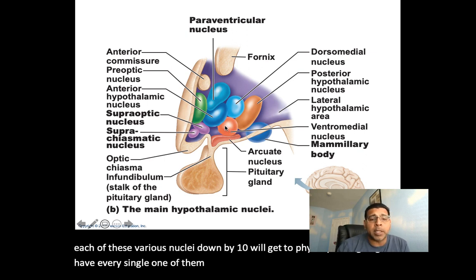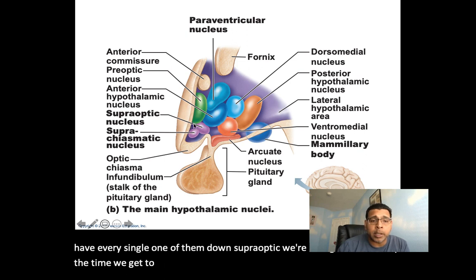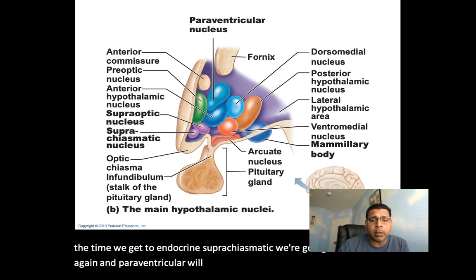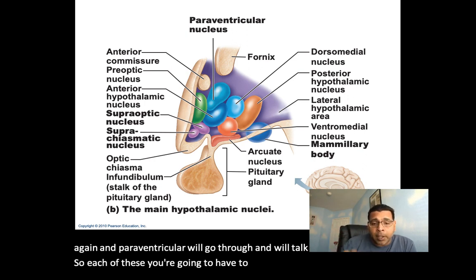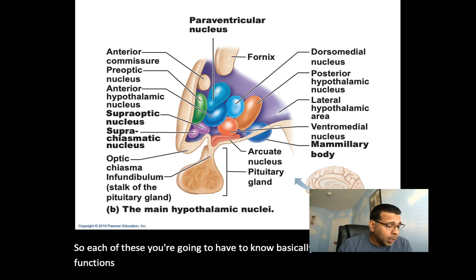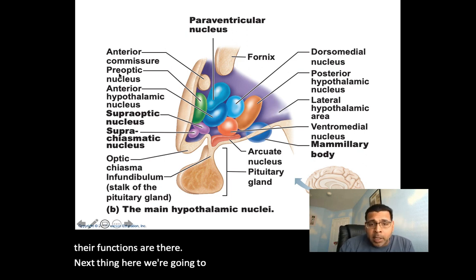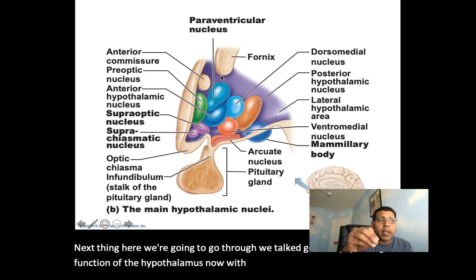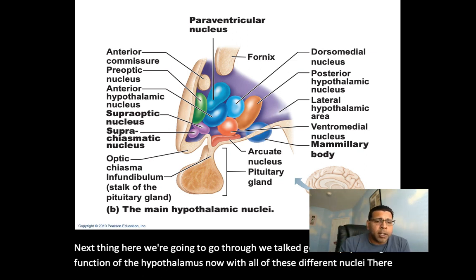Supraoptic, we're going to see here. By the time we get to endocrine, suprachiasmatic, we're going to see there again. And paraventricular, we'll go through and talk about and check out. So each of these, you're going to have to know basically what their functions are. Next, we'll talk generally about the function of the hypothalamus. With all of these different nuclei, we'll talk generally about the functions as well.